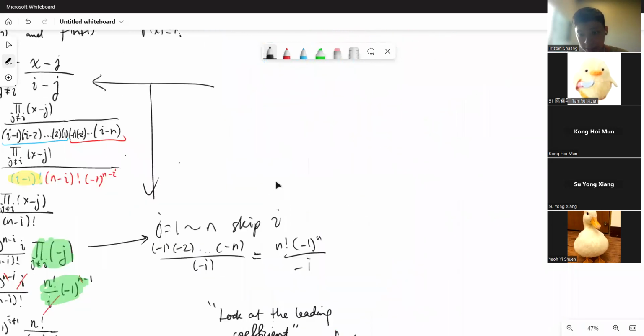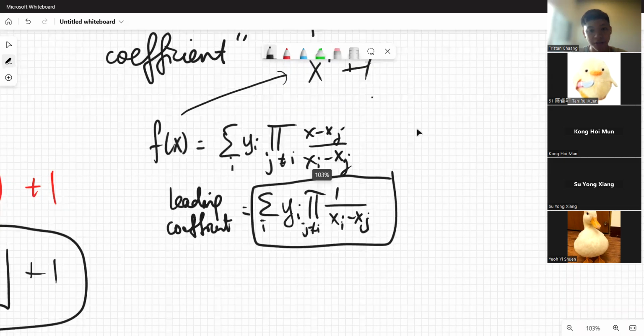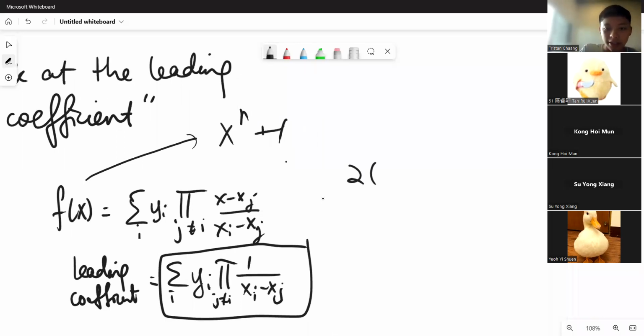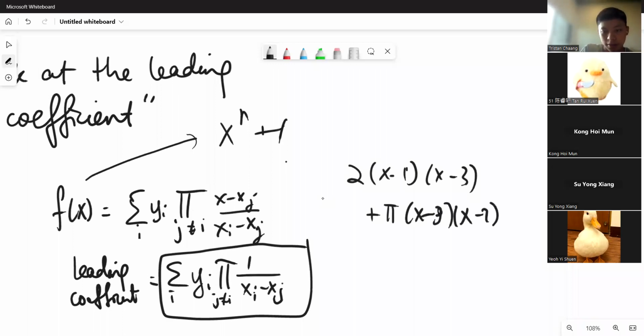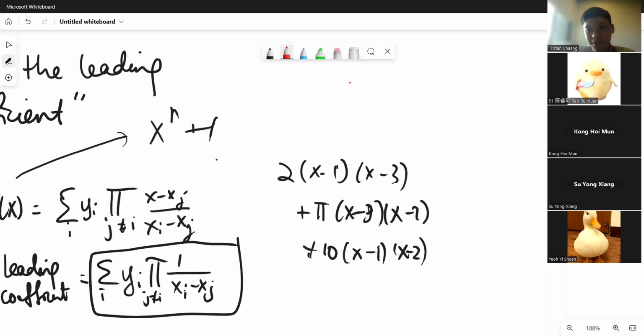Why is x minus xj equal to 1? It's not equal to 1, it's just the fact that we are looking at the leading coefficient. So, for example, if you have, let's say, 2(x minus 1)(x minus 3) plus pi(x minus 3)(x minus 2) plus 10(x minus 1)(x minus 2). Then if you want to look at the leading coefficient, can you see why the leading coefficient is 2 times 1 times 1 plus pi times 1 times 1?